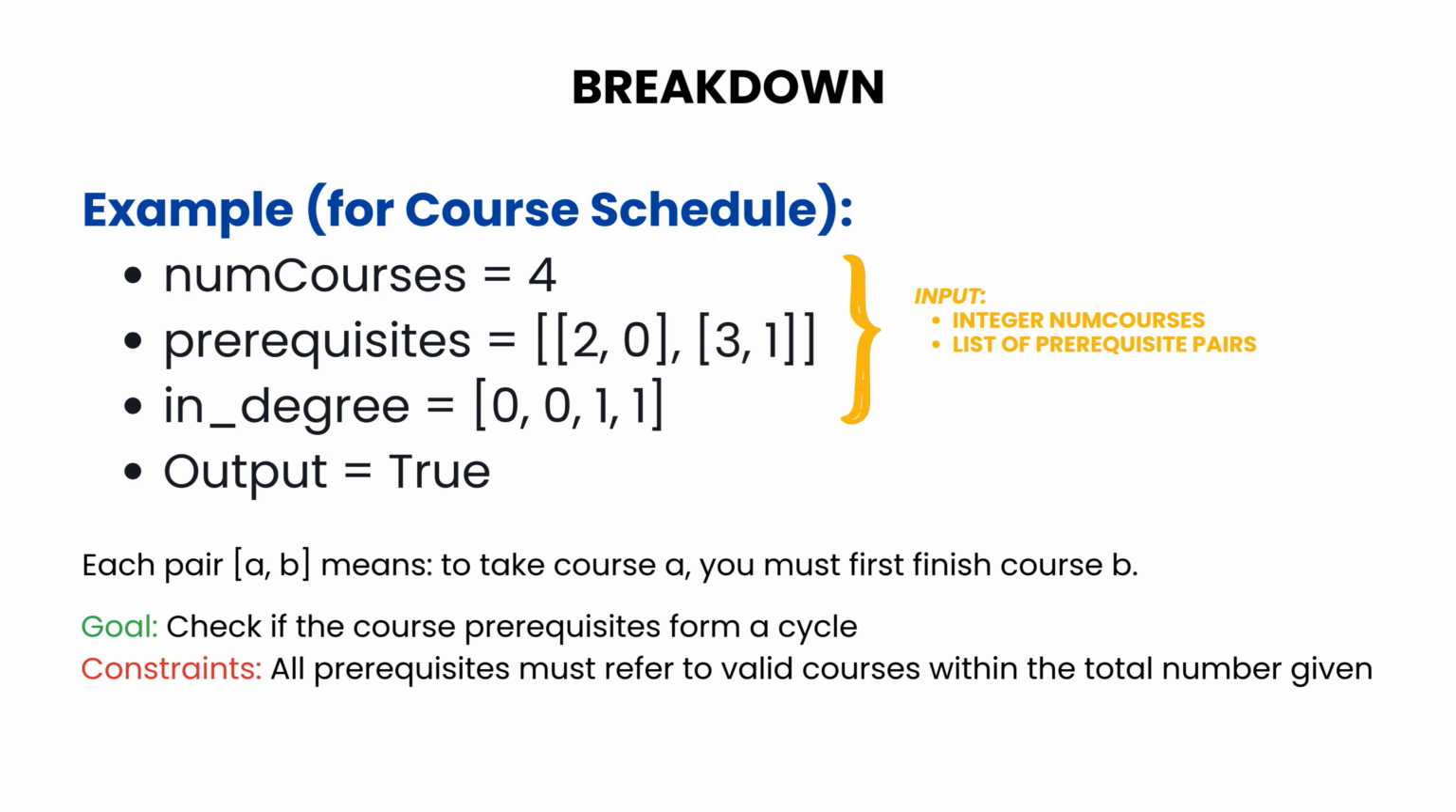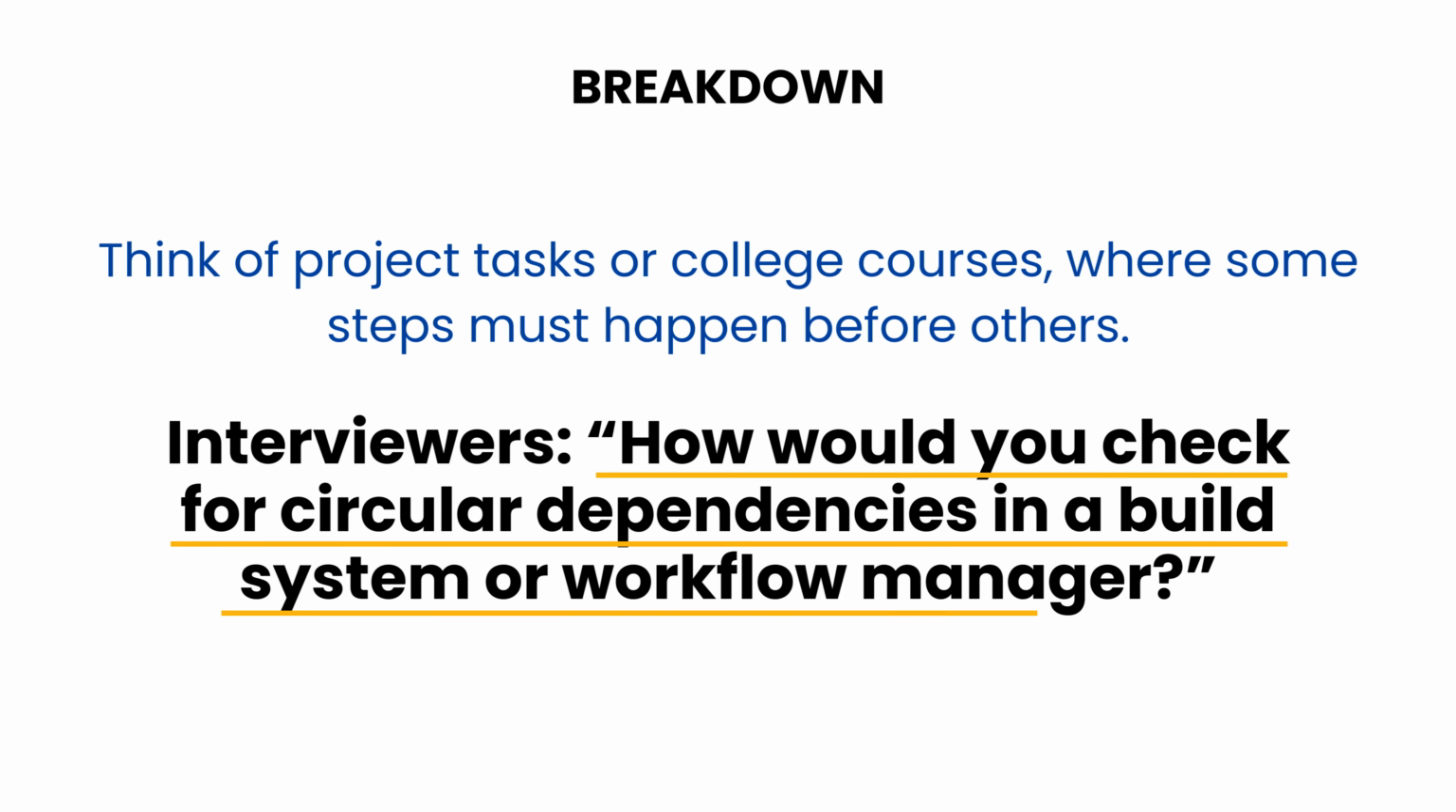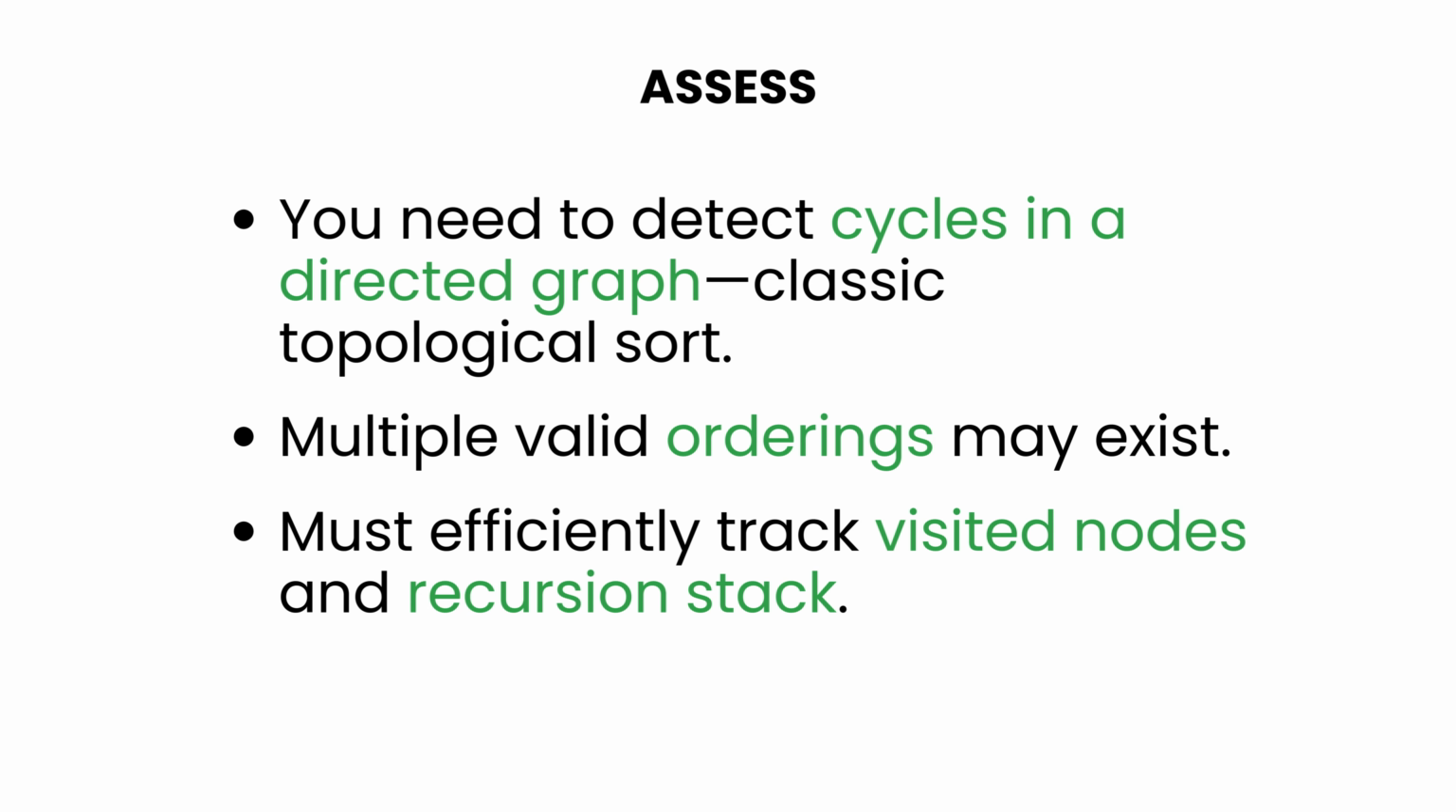Input: integer numCourses, list of prerequisite pairs. Output: boolean. True if all courses can be finished, false otherwise. Think of project tasks or college courses, where some steps must happen before others. Interviewers might ask, how would you check for circular dependencies in a build system or workflow manager? What's tricky? You need to detect cycles in a directed graph, classic topological sort. Multiple valid orderings may exist. Must efficiently track visited nodes and recursion stack.